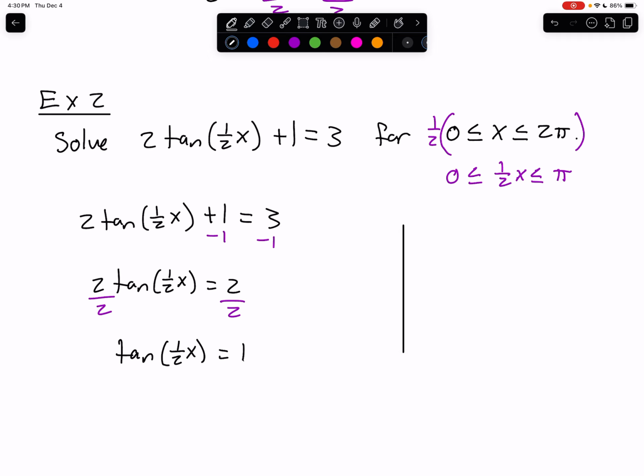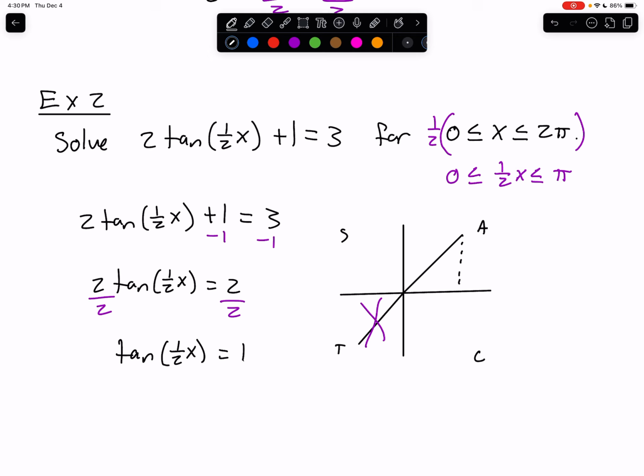Okay, so let me think about where tangent is going to be positive 1. Tangent, using our All Students Take Calculus, is positive in quadrant 1 and in quadrant 3, but quadrant 3 is going to be bigger than a full pi, so I don't actually even care about quadrant 3. We're just going to ignore quadrant 3. So I just care about the 1 in quadrant 1. That's also why changing that interval is kind of helpful sometimes.